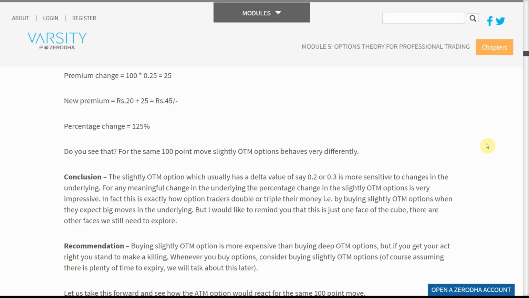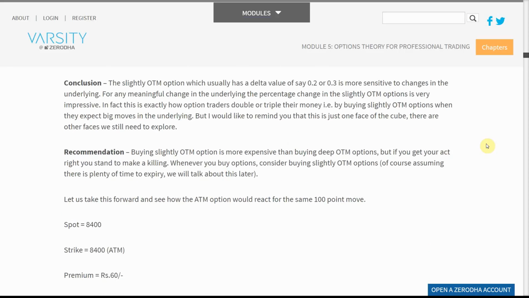Conclusion: the slightly OTM option, which usually has a delta value of say 0.2 or 0.3, is more sensitive to changes in the underlying. For any meaningful change in the underlying, the percentage change in the slightly OTM options is very impressive. In fact, this is exactly how option traders double or triple their money, i.e., by buying slightly OTM options when they expect big moves in the underlying. But I would like to remind you that this is just one face of the cube. There are other faces we still need to explore.